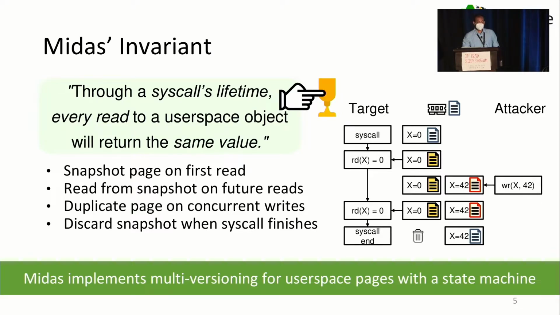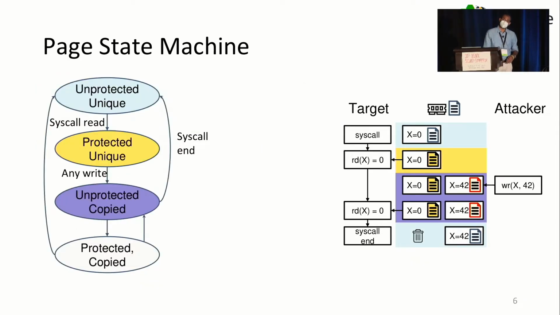And for this, we use a state machine. Let me explain how the state machine works. In the beginning of time, every user space page is unprotected and unique when there are no syscalls using it.